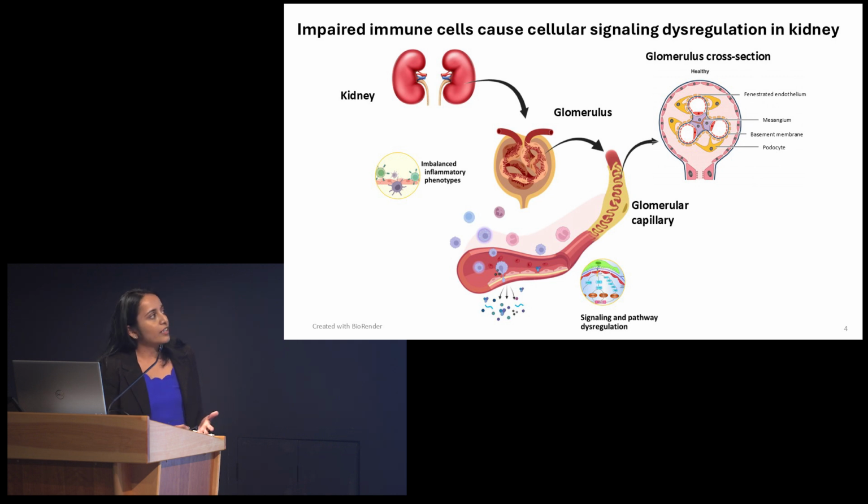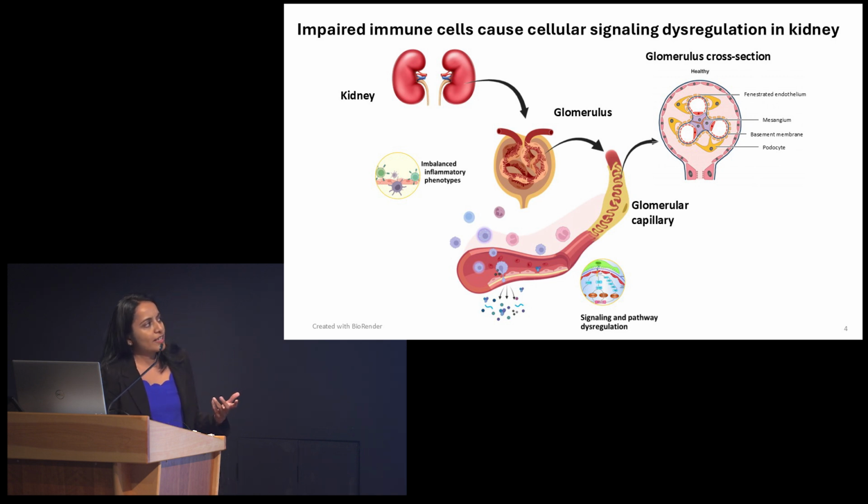So the circulating immune cells or macrophages with an imbalanced inflammatory phenotype can infiltrate the kidney. Kidneys are a multitasking organ that are responsible for removing toxins and waste from the blood, but also regulating blood flow, volume, and pressure. And once the diabetic kidney disease develops, these imbalanced inflammatory macrophages can target the glomerulus within the kidney. So the glomerulus is a complex network of capillaries within the functional unit of the kidney that is responsible for maintaining the structure and function of the kidney.